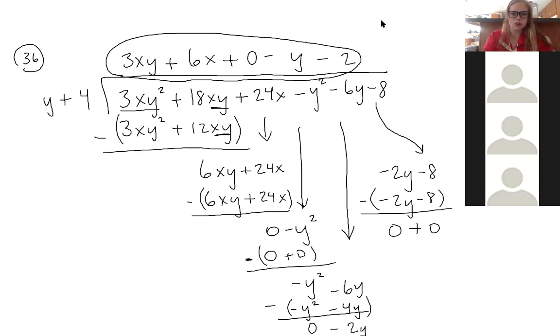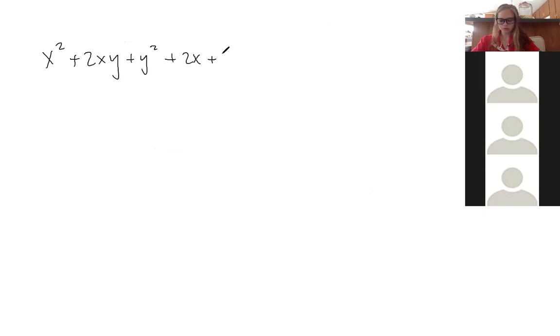Right, and then you had number 38. Is that right, Sierra? Did you have number 38? Yes, ma'am. All right, Sierra, why don't you walk number 38 through with me? x squared plus 2xy plus y squared plus 2x. What did you do first?